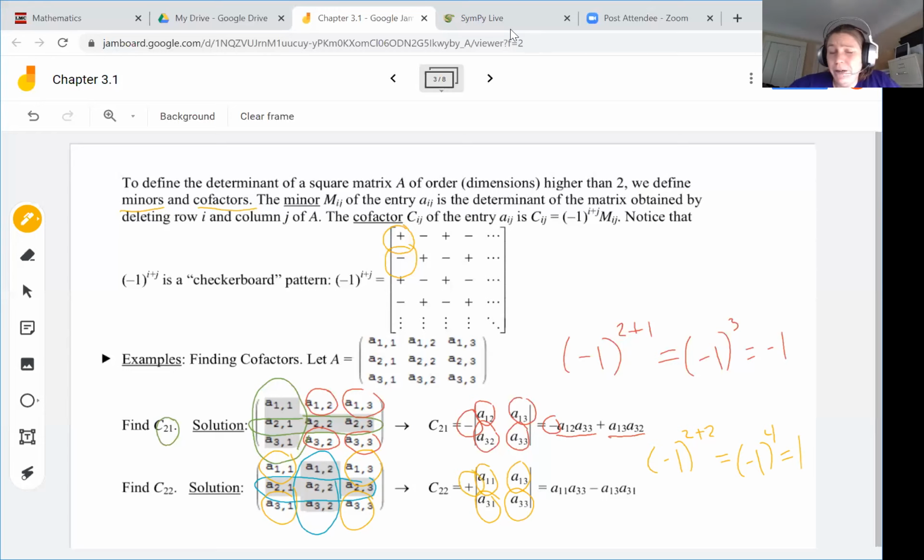And then we go through our determinant calculations by multiplying the diagonals. So we get the A11, A33 from the first diagonal. And then we subtract the opposite diagonal, A13 times A31.